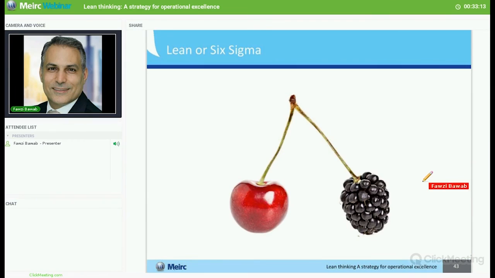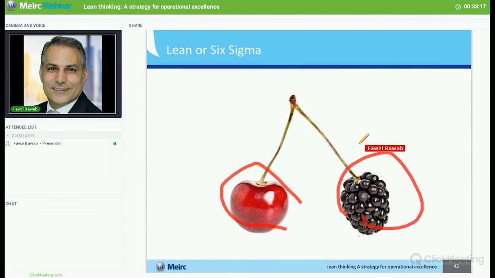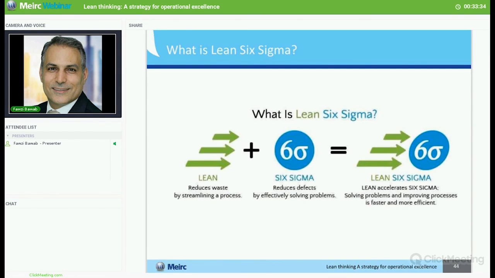Now, the question here: if this is Lean and this is Six Sigma, which is better? Lean is about reducing waste. Lean is about reducing delay. Six Sigma is about reducing variation. Six Sigma is about reducing defects. So which one is better? Well, let me tell you that they complement each other. Lean is about waste. Lean Six Sigma is about defects.